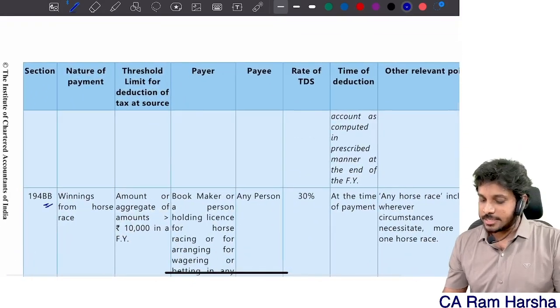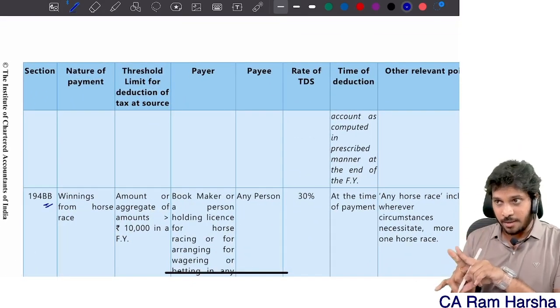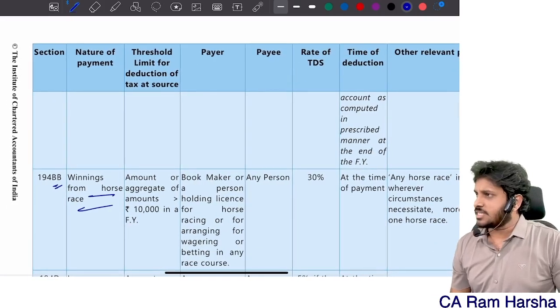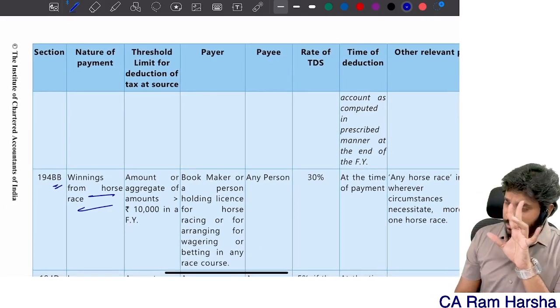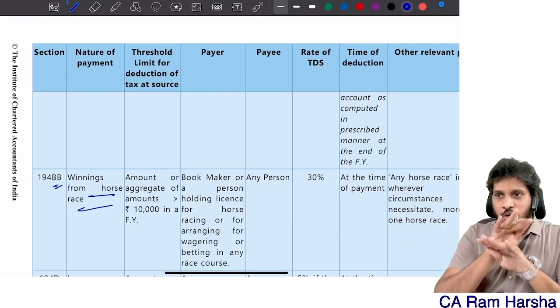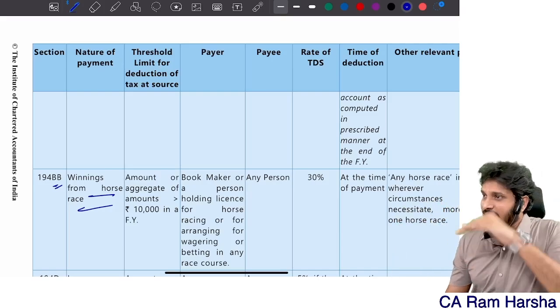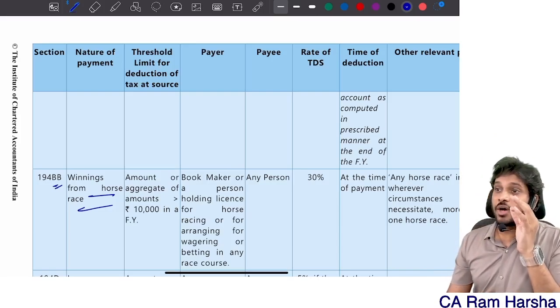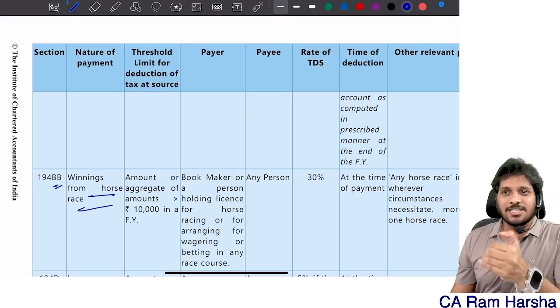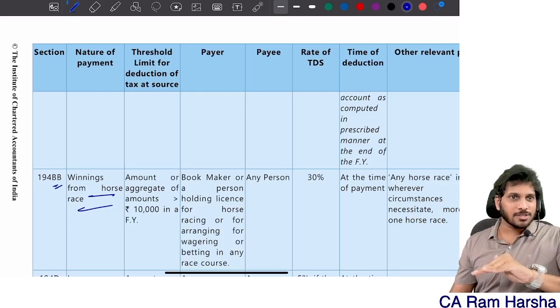Next, 194B, 194BA, and 194BB. In all these cases, except 194BA, these are all actually called as what? Winnings. In one case, winnings is from horse race. In one case, winnings is from lottery, gaming, all that. Whereas BA is for online gaming. For online gaming, no threshold. Whereas remaining all other winnings, 10,000 per annum threshold limit is there. How much is that? 10,000 per annum. Whether it is online gaming or remaining gamings, whatever it is.